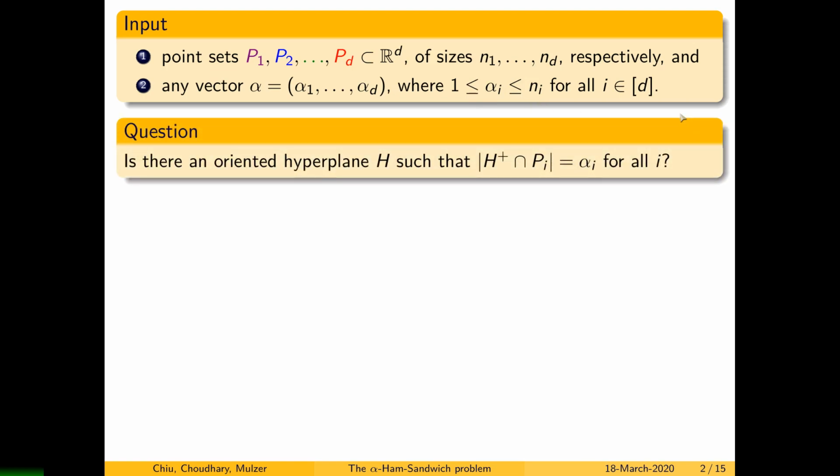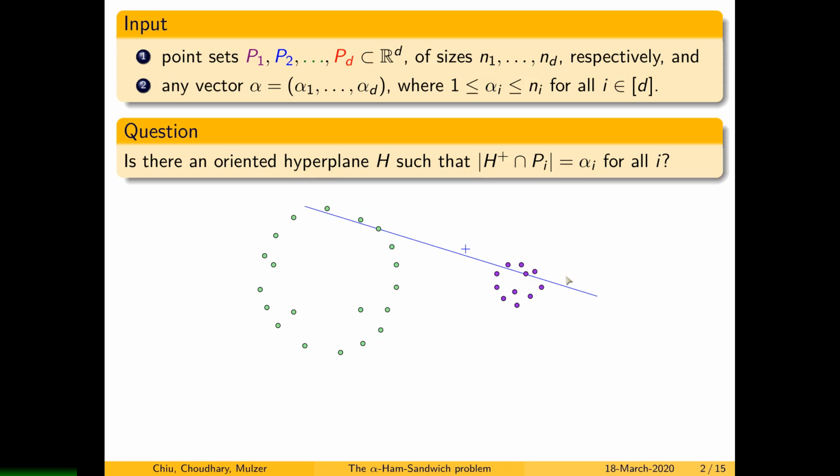And the natural question to ask is, is there a hyperplane that has some orientation such that the positive half space contains precisely alpha_i points of pi for all i? As an example, here we have green points and violet points, and this oriented line contains 3 green points and 4 violet points. We can of course draw many other hyperplanes which realize different alphas.